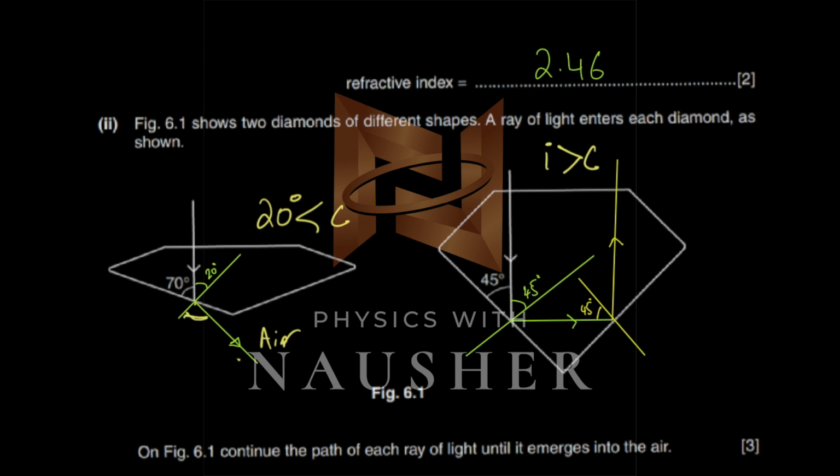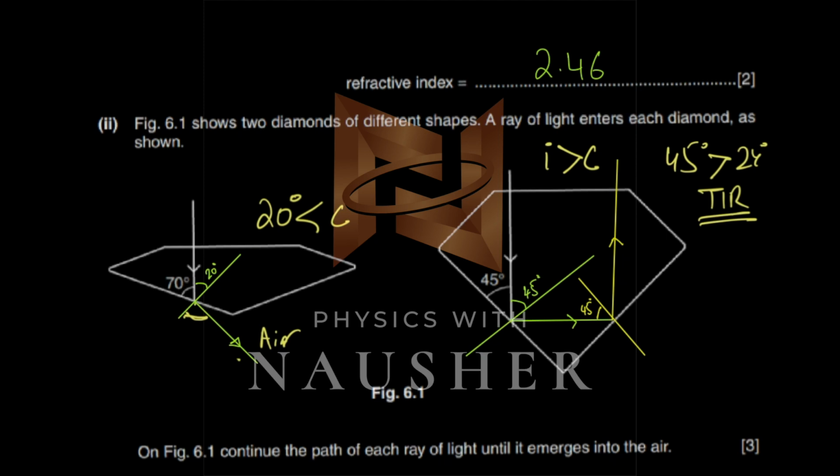Now, in the second diagram, it comes in at an angle of 45 degrees to this line. So when you make a normal, this angle is also going to be 45 because this is 90. Now your angle of incidence, which is 45 degrees, is more than your critical angle, which was 24 degrees. So hence, total internal reflection will occur. So at this point, the ray will not refract out. It will totally internally reflect.